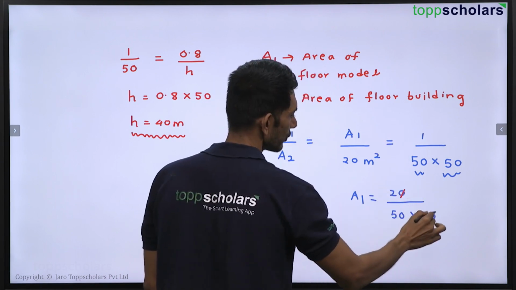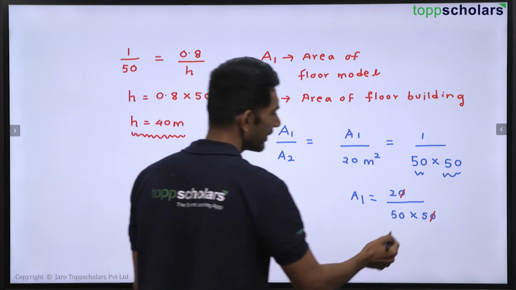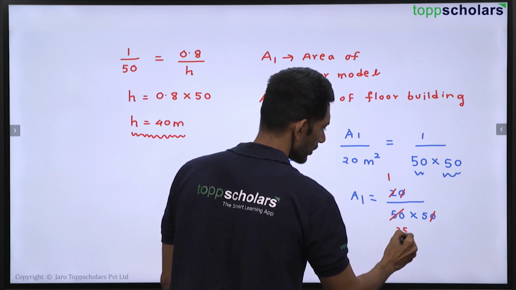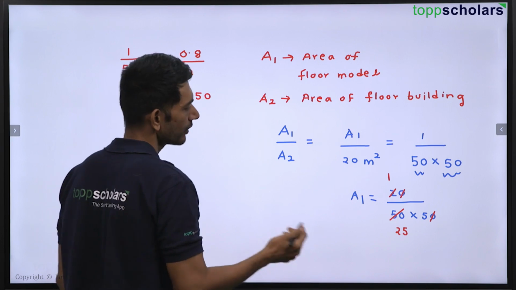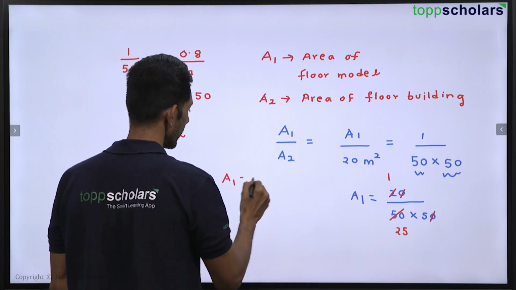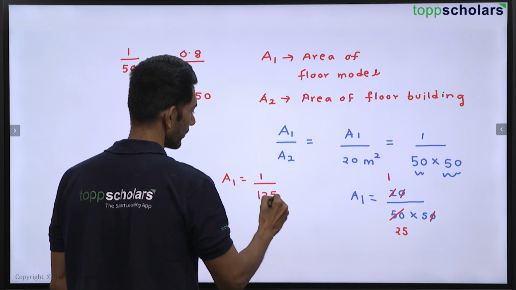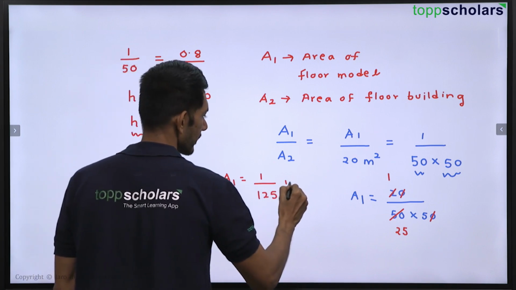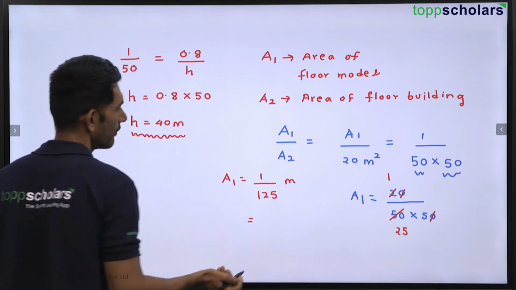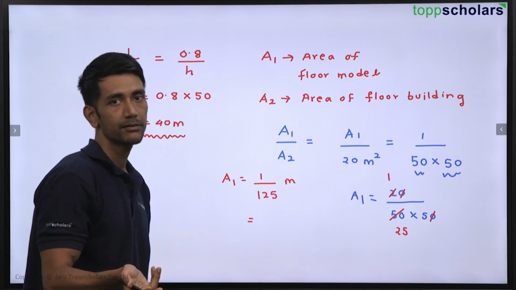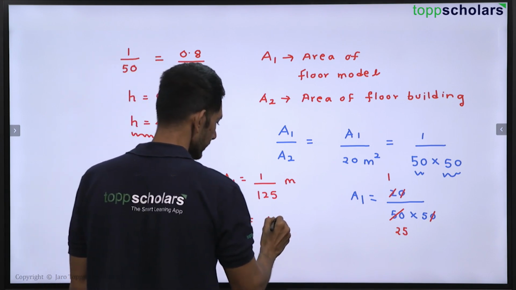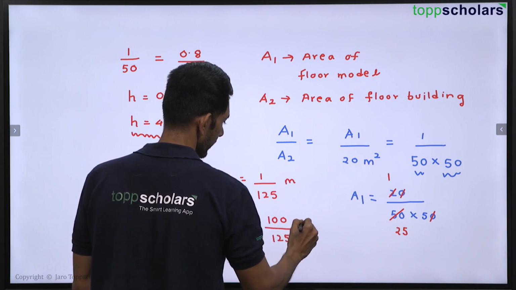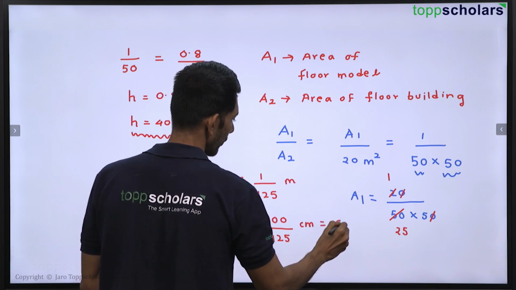If you solve this further, 0, 0 gets cancelled, and then 2 ones are 2, 25 is a 25 into 5 is 125. So can I say A1 is equal to 1 by 125, correct? So 1 by 125 meter square is the answer. If you want to convert this into centimeter, we know that 1 meter is 100 centimeter. So this becomes 100 by 125 centimeter, that is equal to 0.8.